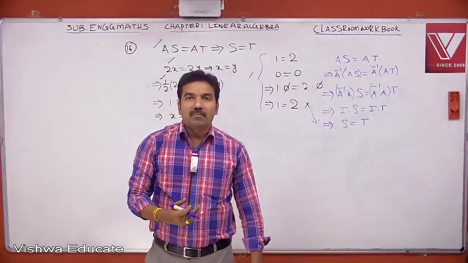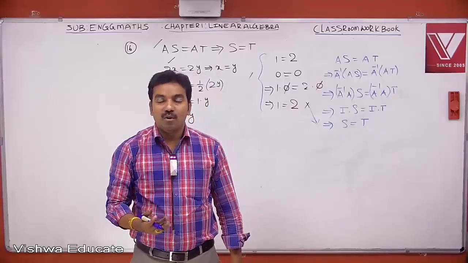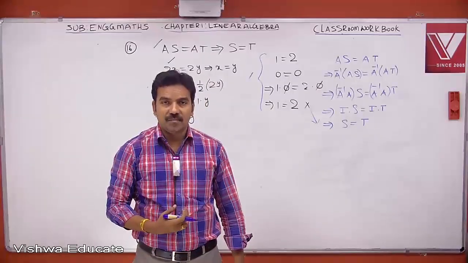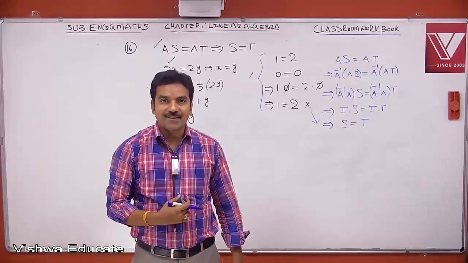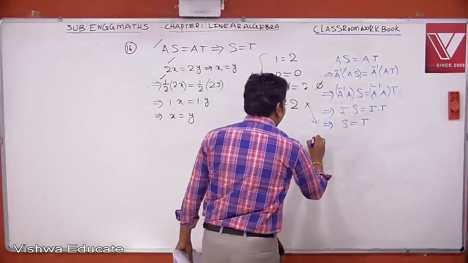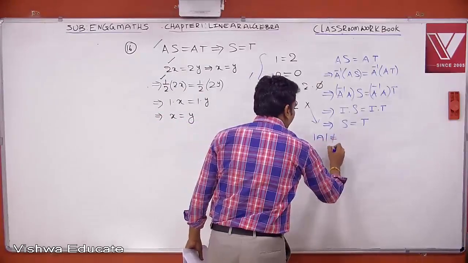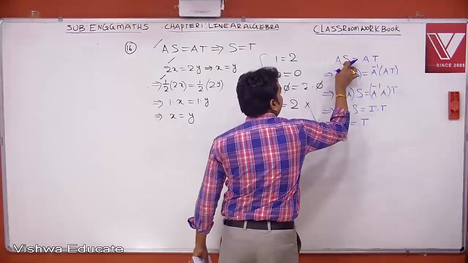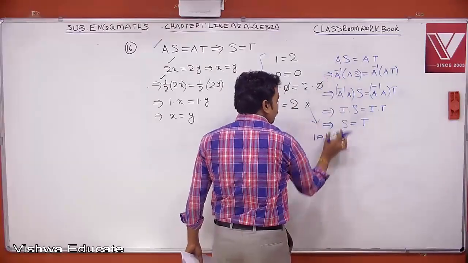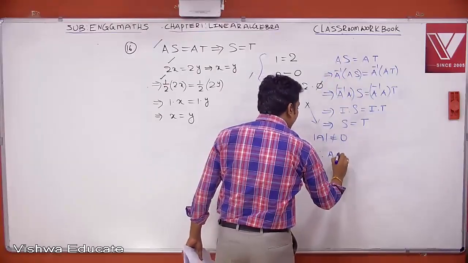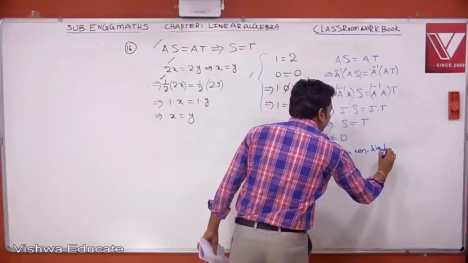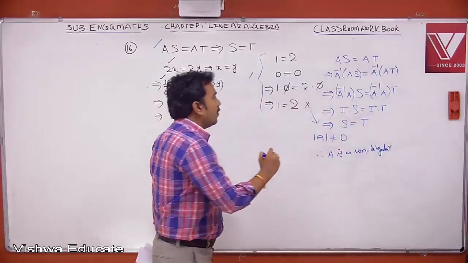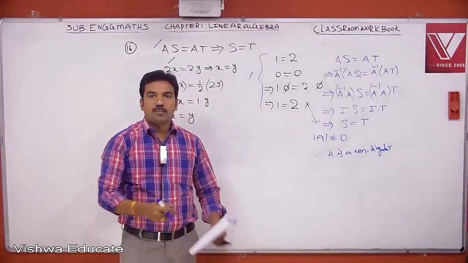See, we can multiply the equation with A inverse only when A inverse exists. A inverse exists only when det A is not equal to 0. Therefore, when det A is not equal to 0, then only I can multiply this equation with A inverse. So, det A not equal to 0 means A is a non-singular matrix. Note down this point.